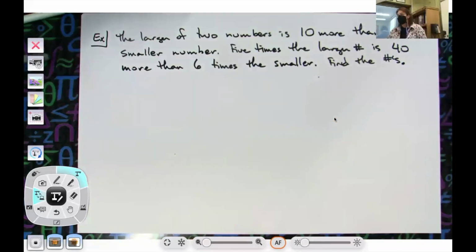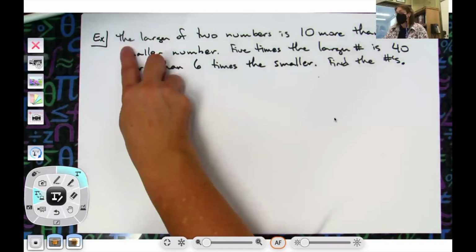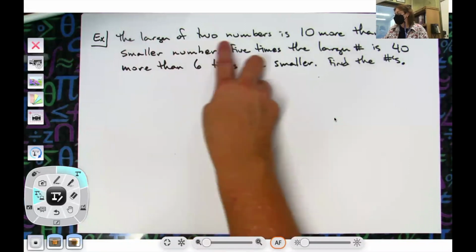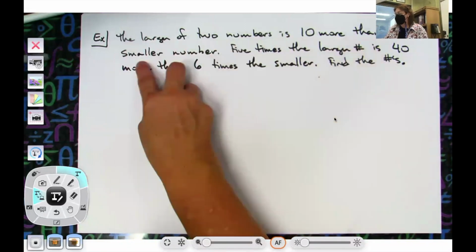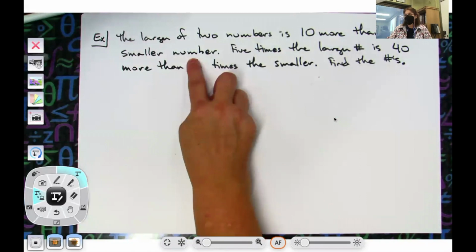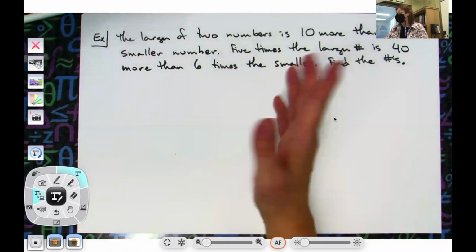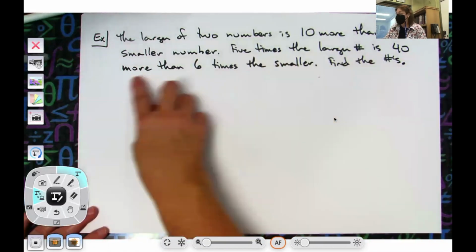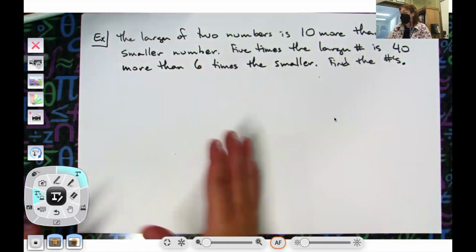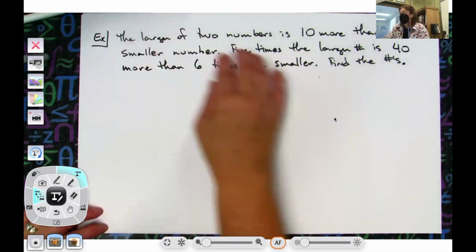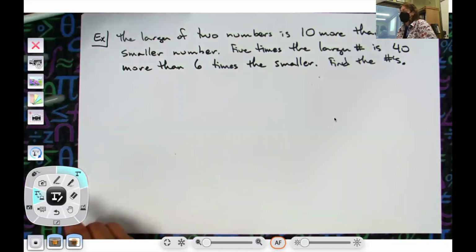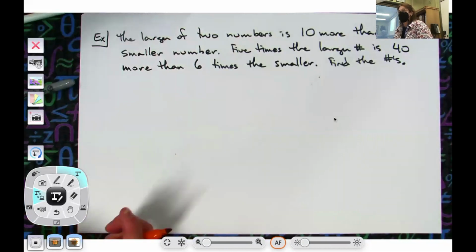Okay, but now on this one, this is what I'm saying. You can't just memorize, oh, I'm going to use the second sentence or I'm always going to use the first sentence. You've got to think it through. This time, if I read the first sentence, the larger of two numbers is 10 more than the smaller number, can I define my variables with that sentence? Because it pretty clearly defines what I'm doing with each of them. Then if I keep going, 5 times the larger number is 40 more than 6 times the smaller, okay? Yes, I could probably define them here, but right there in that beginning part, it's going to be way better because that first sentence is so straightforward.